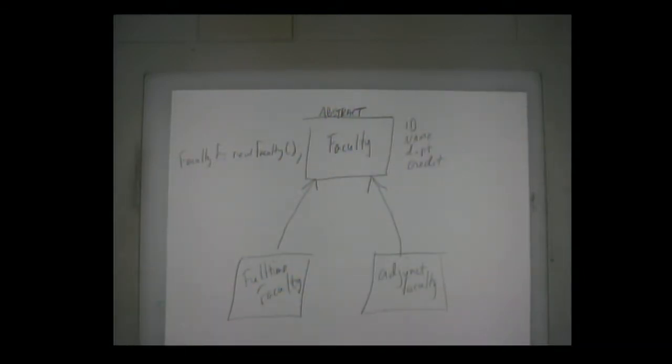We have a constructor to set those. I didn't bother writing the gets and sets just because it would take time. But we would also have the gets and sets. But again, in the interest of time, I'm not going to put those on there. All right. I also have an abstract method that says calc monthly pay.